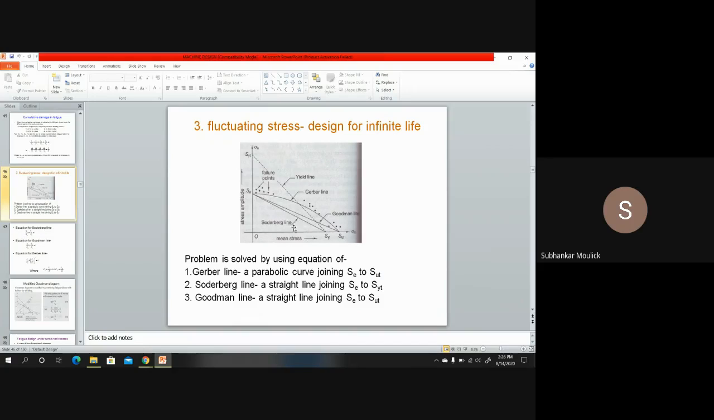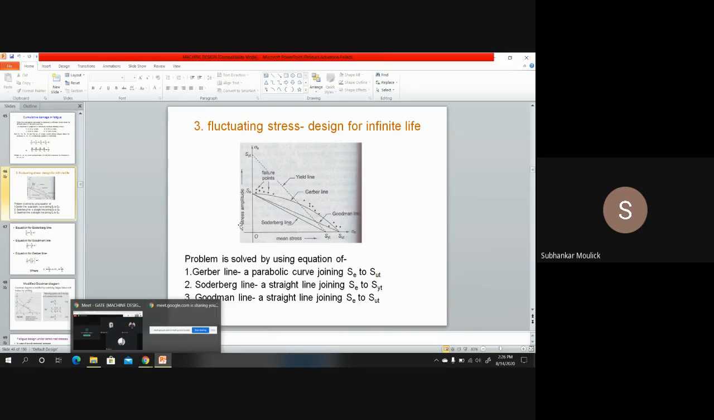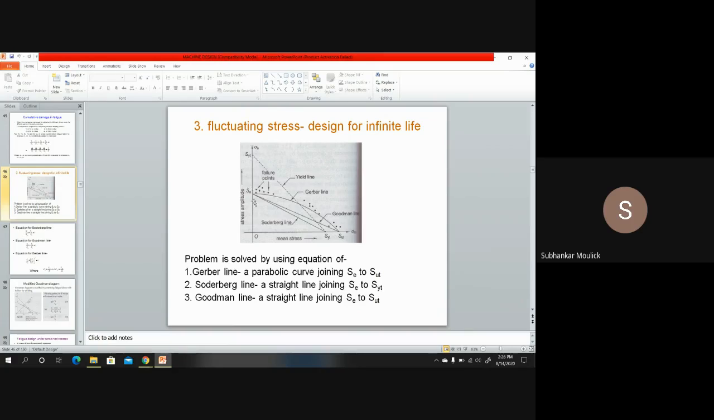If you draw a straight line joining SE on the y-axis to SUT on the x-axis, that second line will be your Goodman line, and the third line is a curved parabolic line joining SE on the y-axis to SUT on the x-axis. This particular line is known as your Gerber line.